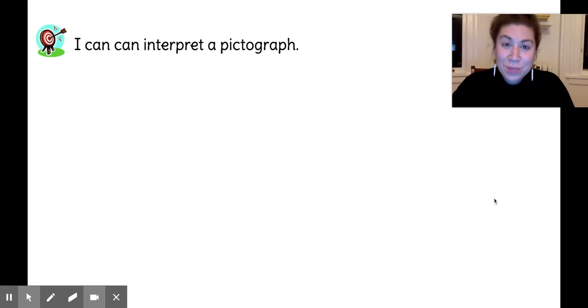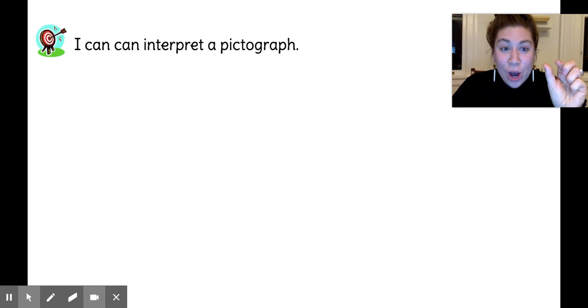Guys, for math this week, we're going to continue working on graphs and data. Today, we are going to be focusing on a graph called a pictograph. So our learning target is: I can interpret a pictograph. And interpret means I can read a pictograph and understand what it is telling me.